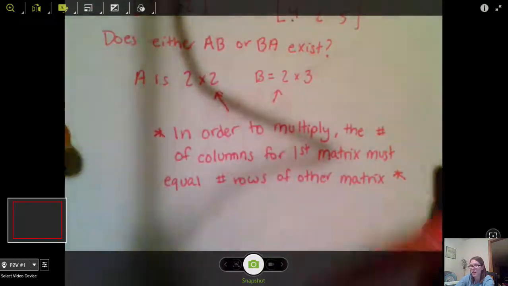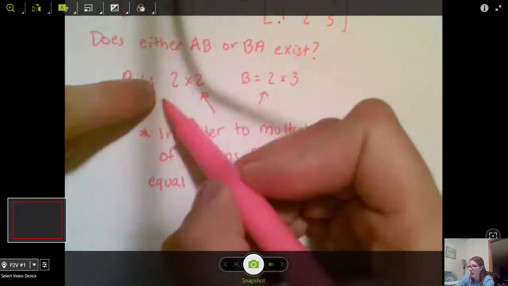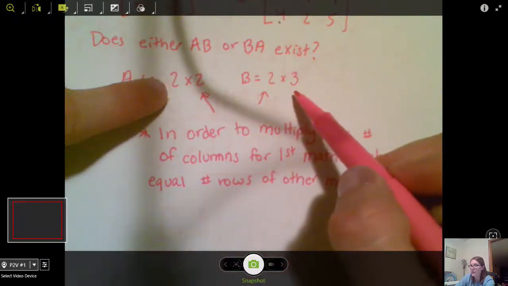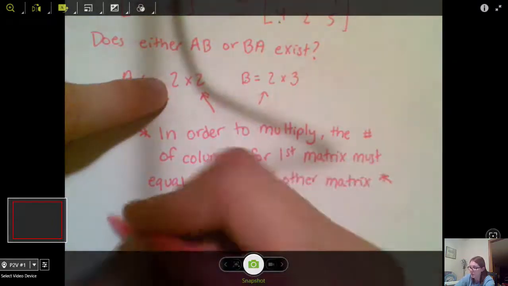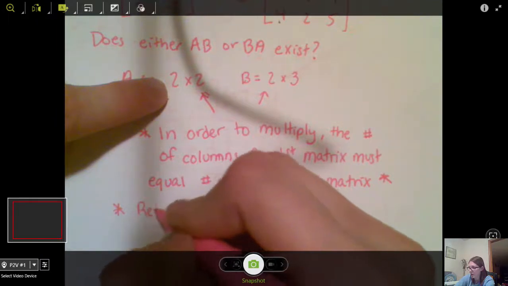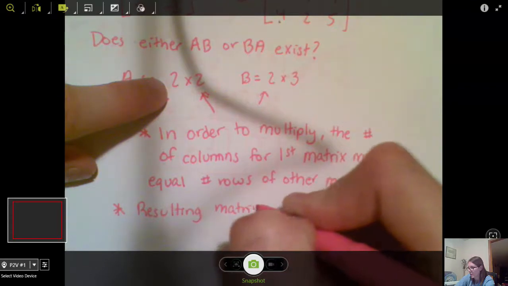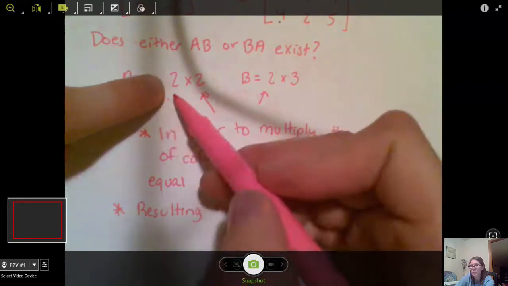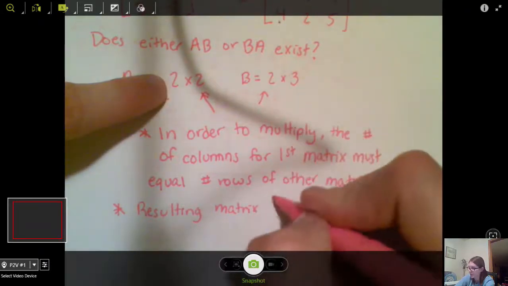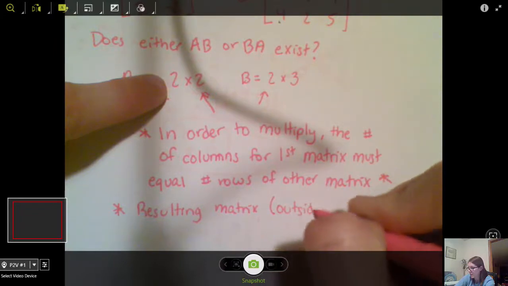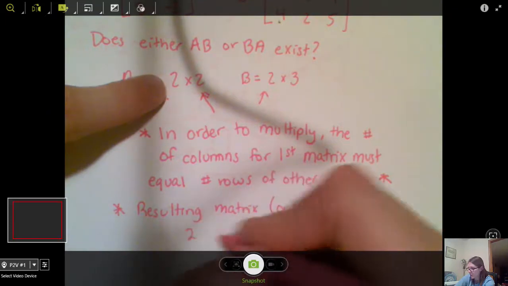One more thing about matrix multiplication: when we have one matrix times another, our outside numbers will tell us the dimensions of the matrix that we'll have after we multiply. Our resulting matrix is going to be a 2 by 3, because those are our numbers that are left over. Those are our outside numbers. I'll make that note here. It's a 2 by 3.